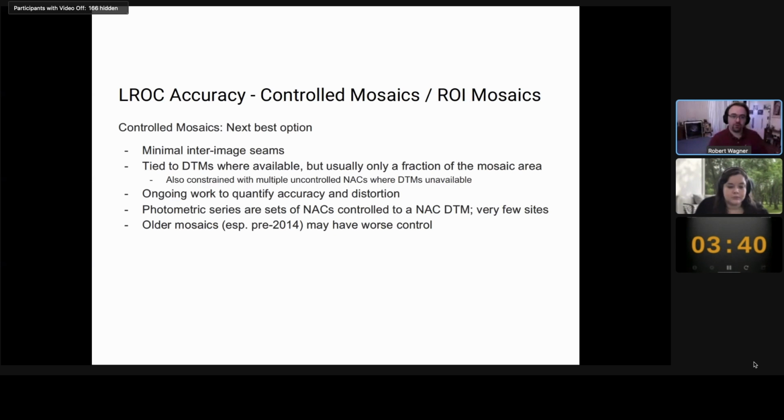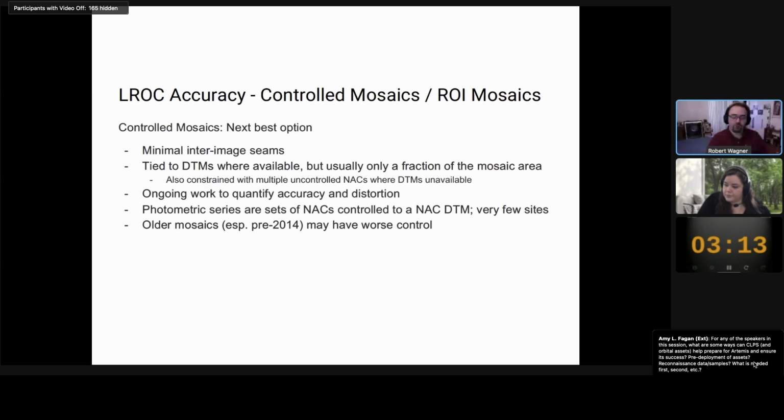These are sets of images stitched together to minimize inter-image seams. They're tied to DTMs for absolute control where possible, or to multiple NACs to try to do some absolute control where that isn't possible. We're still working on quantifying the actual accuracy and distortion of these, but they're probably better than just arbitrary NACs.